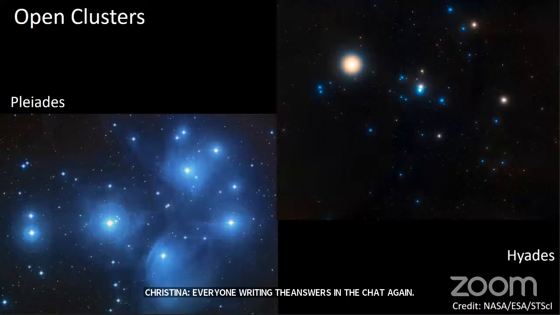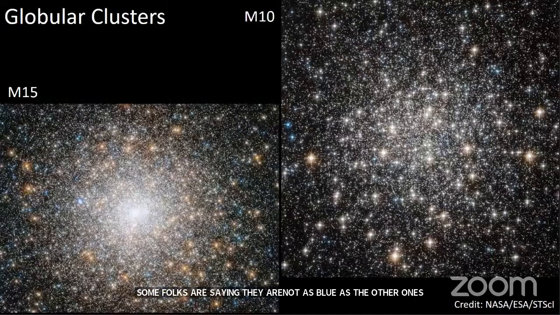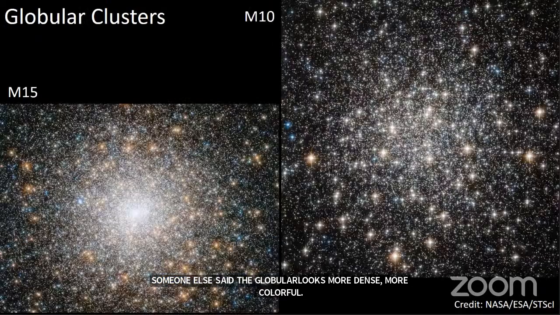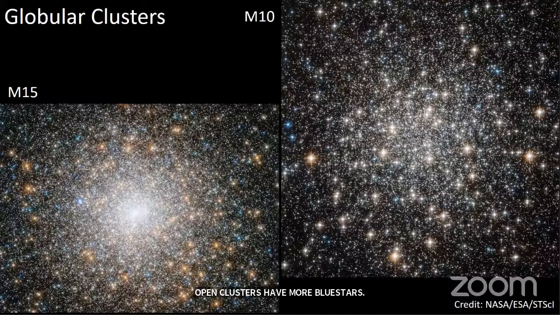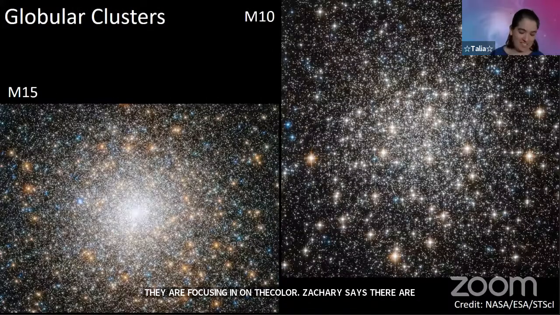Some folks are saying that they're not as blue maybe as some of the other ones they saw today. Someone else said the globular looks more dense and maybe more colorful. The open clusters seem to have more blue stars. They're really focusing in on the color. And then Zachary H8 says there are thousands, maybe millions of globs. Very good. All very good observations.